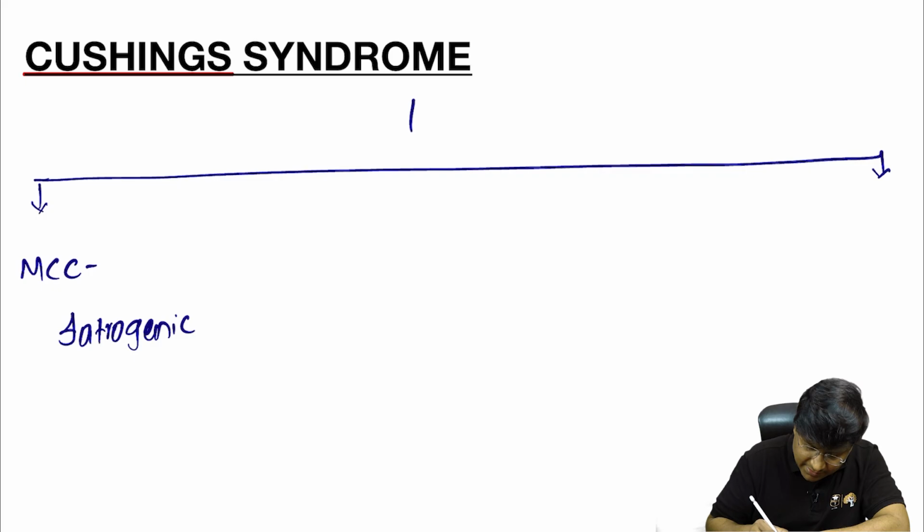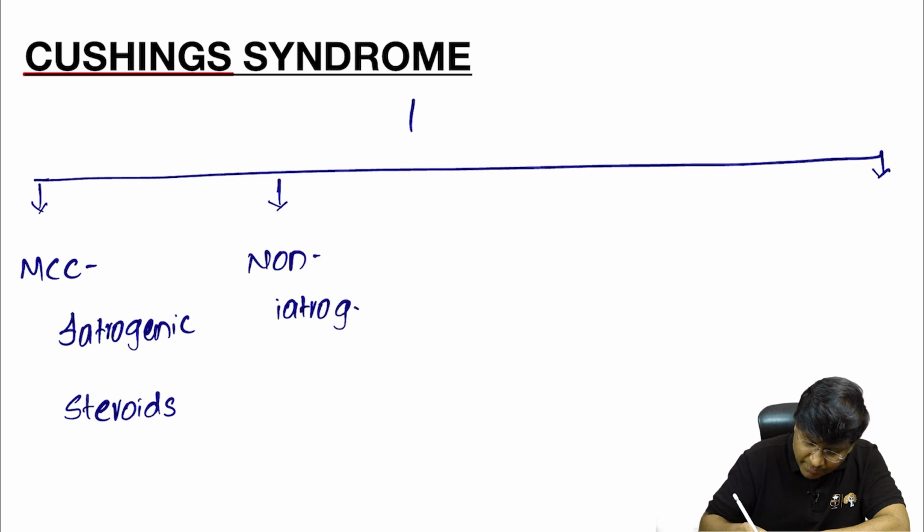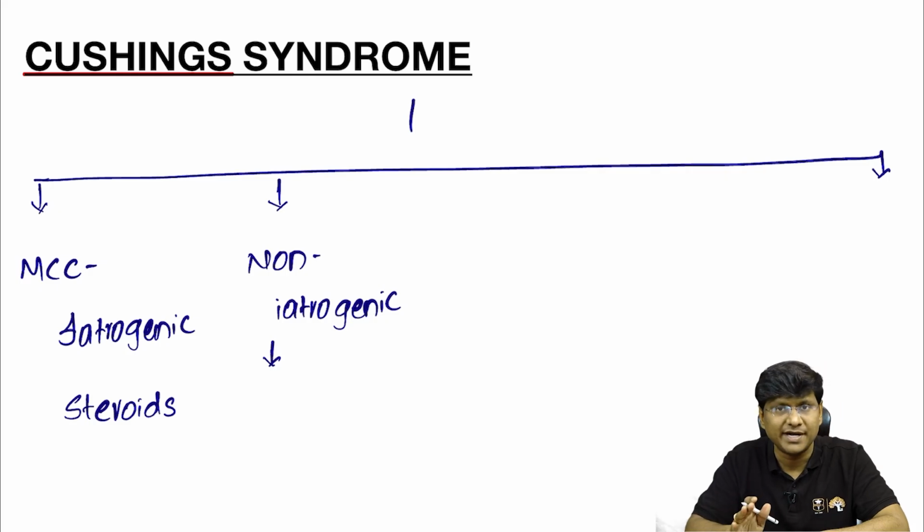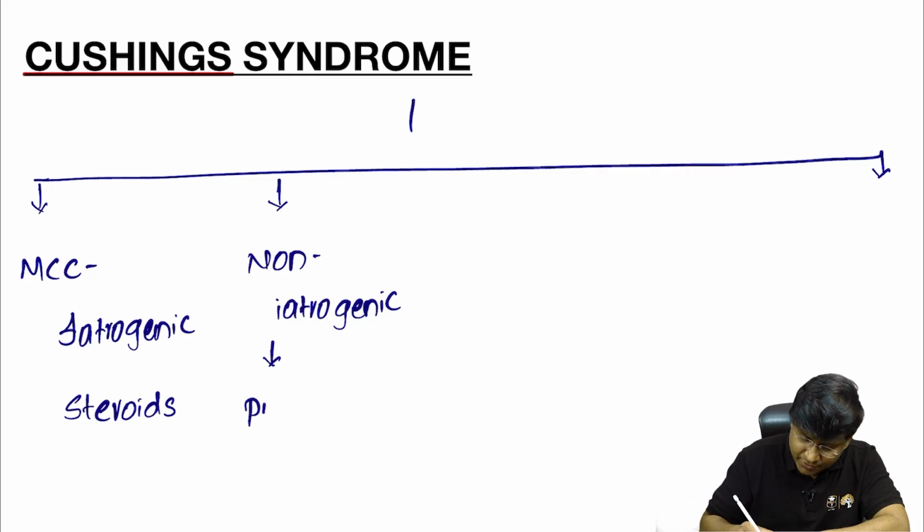Then what is the most common cause of non-iatrogenic Cushing's? Right, the most common cause of non-iatrogenic Cushing's will be the pituitary adenoma.